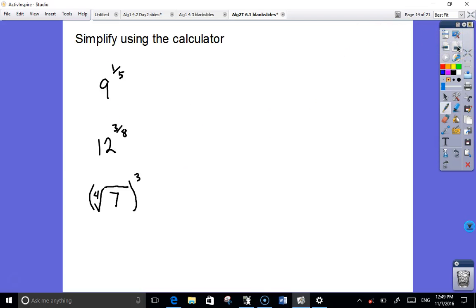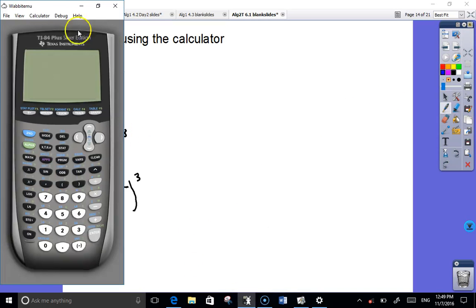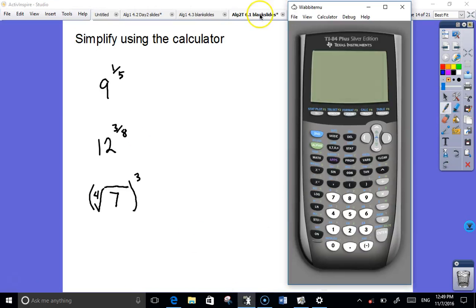Okay, now we're going to do it in the calculator. So let's make sure you at least know how to use your calculator to do these things. Okay, how do you raise to the 1/5 power? Second quick. Right, how do you raise something to something other than squared? Yeah, you use the caret, right?